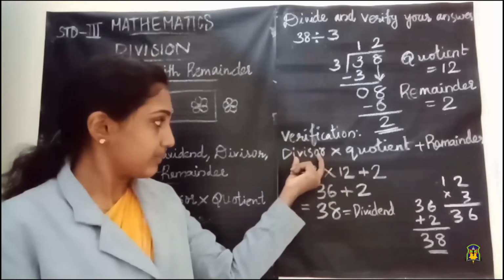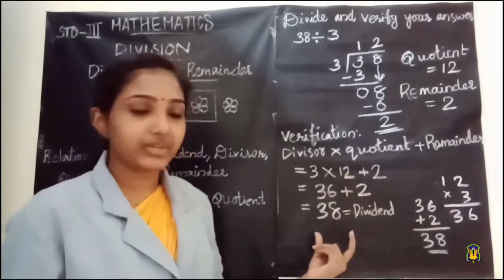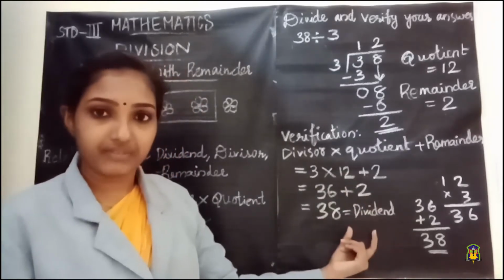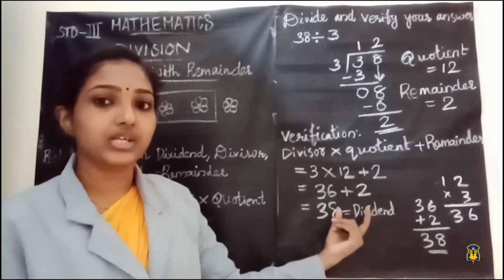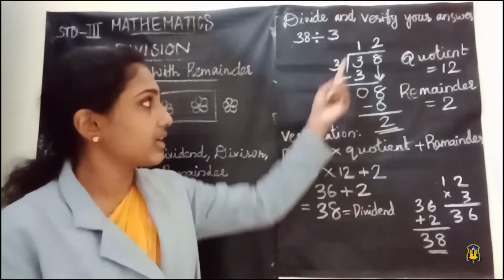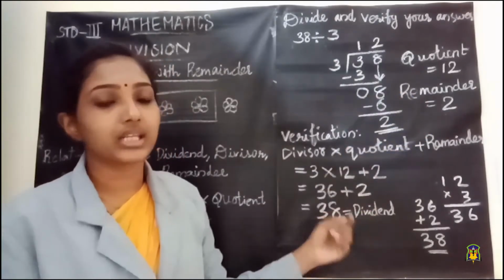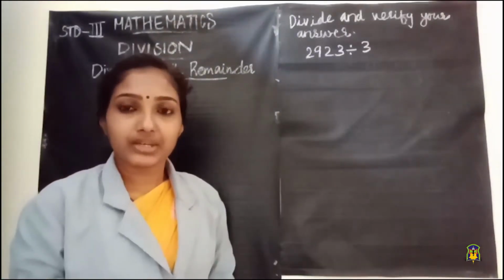So when we multiplied divisor into quotient and added the remainder, what did we get? We got our dividend itself, right? So what we can say? We can say that our answer in division, the quotient and also the remainder that we obtained, are correct. Okay. Moving to our next question.